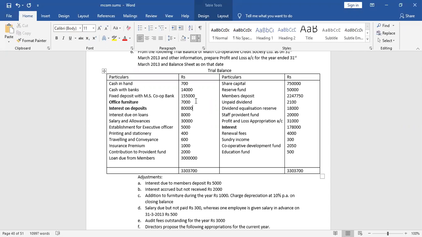So charge depreciation at 10% per annum on closing balance. What is the closing balance? It is given in the trial balance 7000. Closing balances are given in the trial balance. So it is 7000. We have to charge 10% depreciation. That becomes 700.